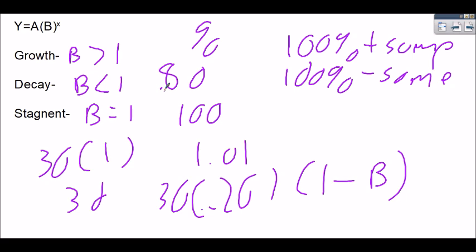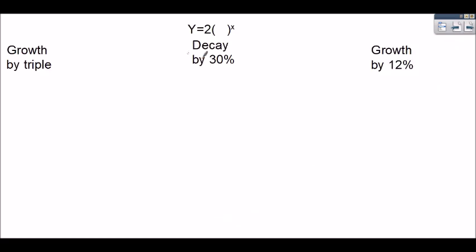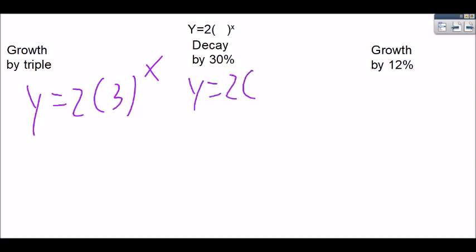So when we're talking growth rates, we always talk about what we're going to keep. So we're going to keep 100 and then grow some, or we're going to have 100 and lose some, but we're still talking about what we keep. All right, so if they give us this equation and said we want to grow by triple, that means we would have the same amount, and triple means times 3. Decay by 30%, same equation, but it's 1 minus 0.30 because we talk about what we keep. And growth of 12% would be 1.12.